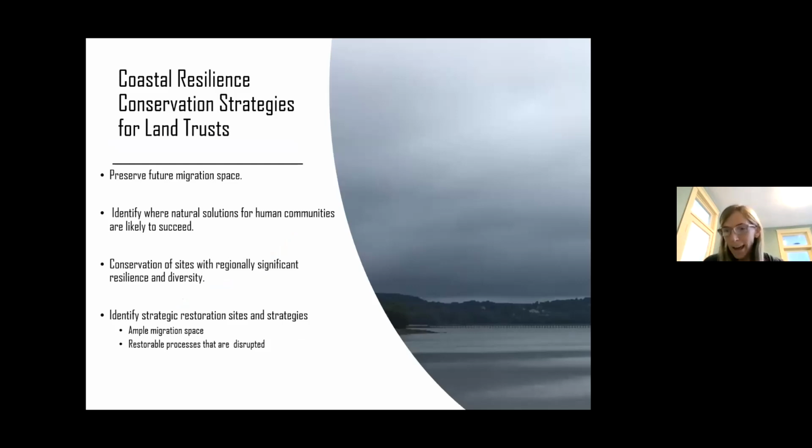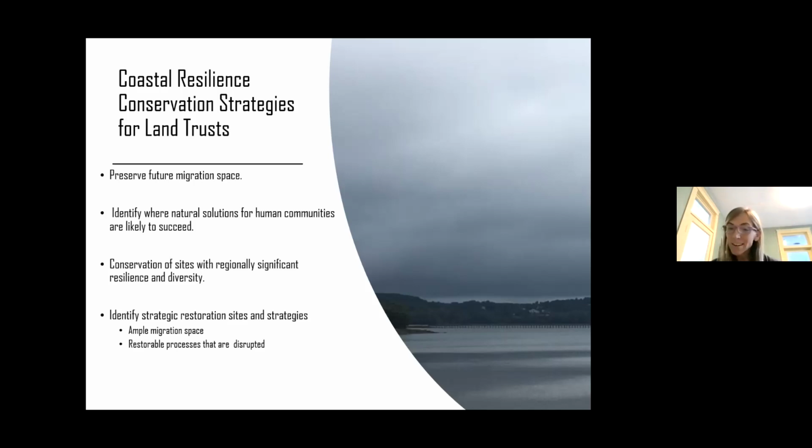So what are some of the strategies that we see land trusts pursuing? One of the things that we'll talk about in detail today is preserving future migration space. So areas where coastal habitats are shifting and changing, and making sure that there's room for those habitats to move as sea level rise ensues.